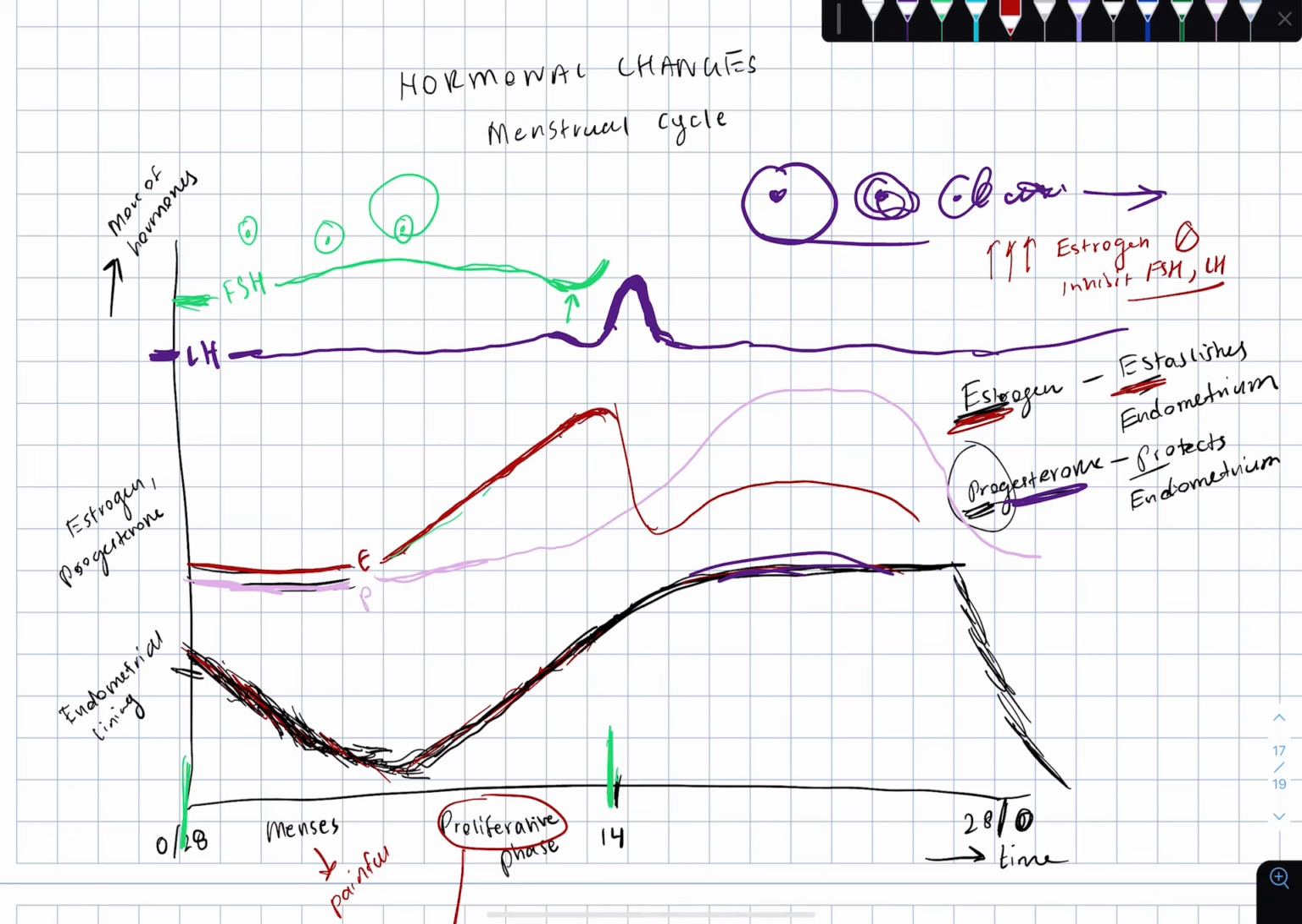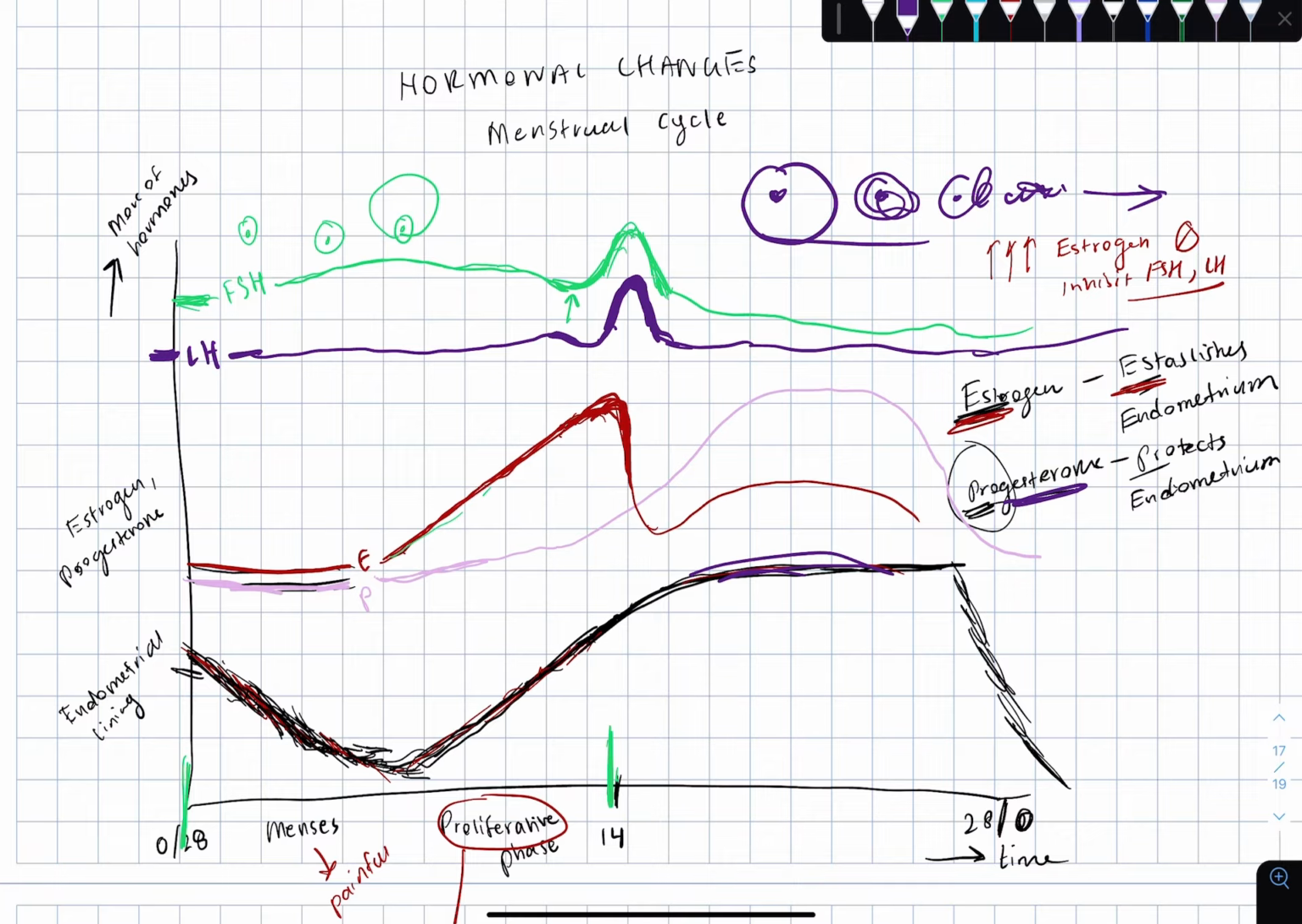Once estrogen gets so high that it's peaking over here, then we're going to see an increase in LH and also FSH. Also FSH, we're going to see a peak over there too. So right now we just know that there are peaks there, and then they're going to settle around baseline again. But which peak is bigger?